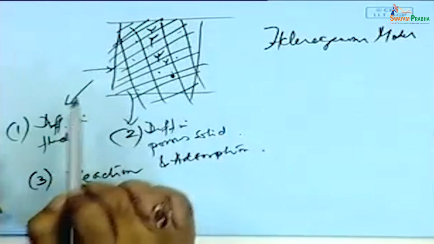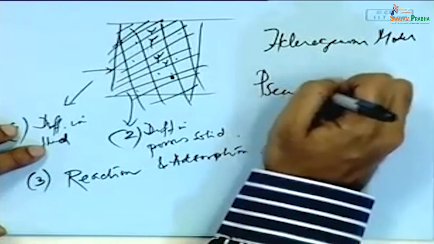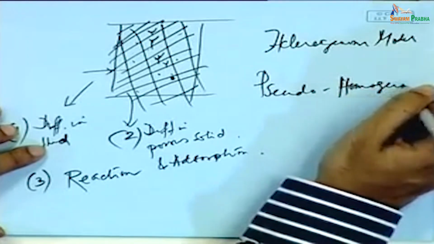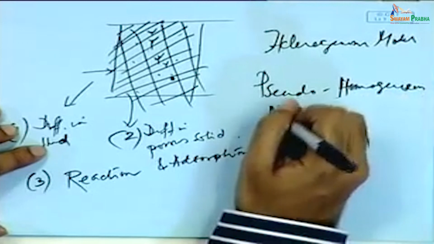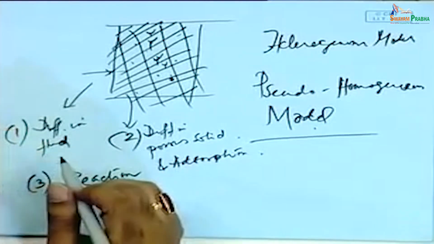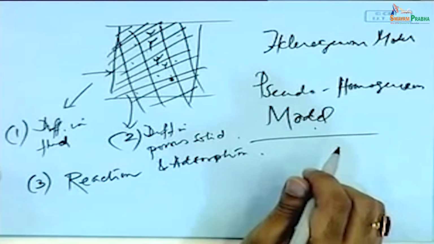The problem lies here. So what we do is we come up with what is known as a pseudo homogeneous model. What is the assumption of such a model? What is the assumption of a pseudo homogeneous model?